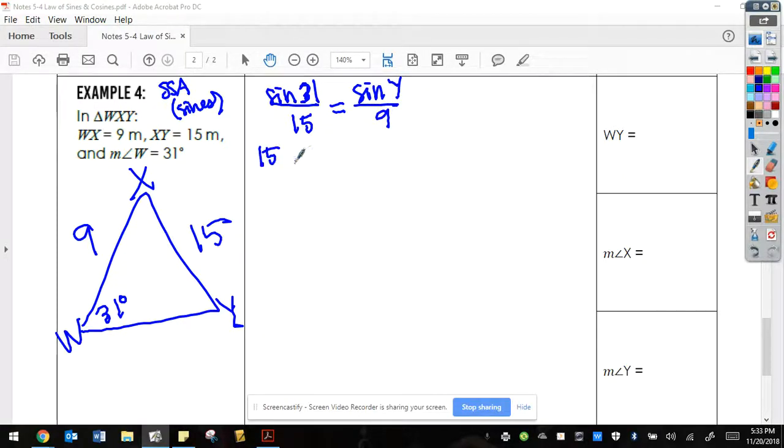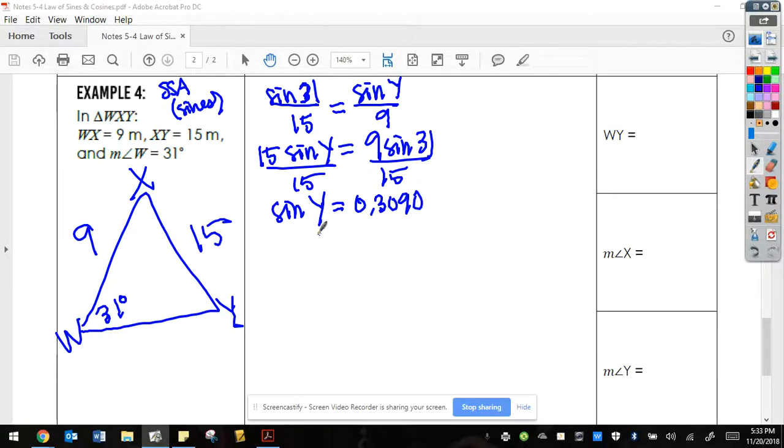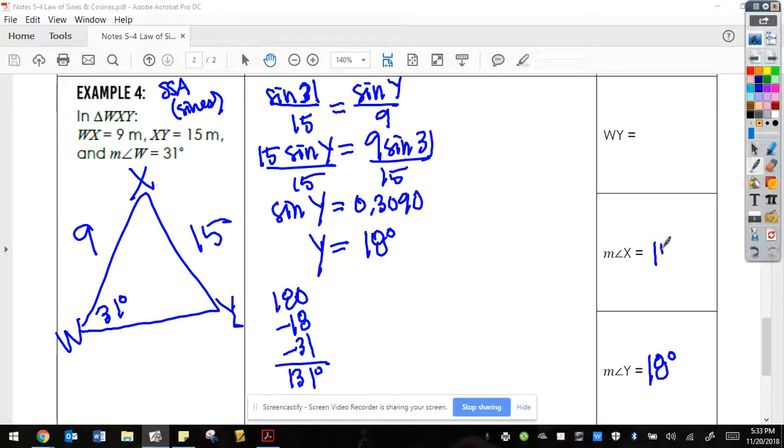So then we cross multiply: 15 sine Y equals 9 sine 31. Divide by 15. You get that sine of capital Y should be 0.3090. And if you do the inverse sine, you get that Y equals 18 degrees. So we have 18 degrees down here. Well, we know that 180 minus 18 minus 31 gives us a resulting angle of 131. So we have that our other angle is 131 degrees.